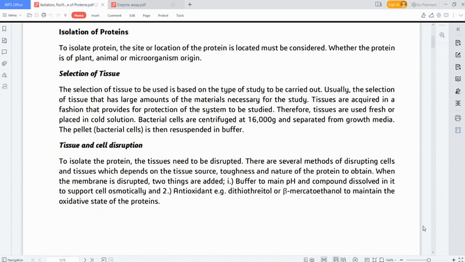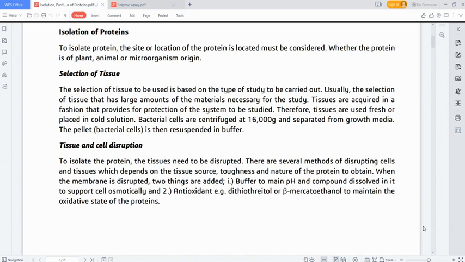Okay, now let's look at tissue and cell disruption. The proteins are contained inside the cell or inside the tissue. So for you to actually get out your proteins, you must first of all burst it open. In isolating proteins, the tissue needs to be disrupted, and there are several methods of disrupting the tissue, which depend on the tissue source, the toughness, and the nature of the protein that you're obtaining.